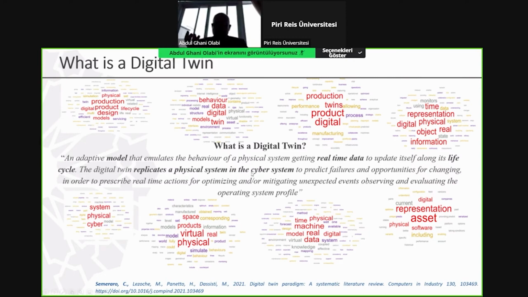So we have the physical system and we build the virtual system to predict failure. The virtual system, because we have the algorithm, we have the software, we have the machine learning inside, predicts failure and opportunity for change in order to prescribe real-time action. So it will give us action to the physical model directly for optimizing and or mitigating unexpected events, observing and evaluating the operating system profile.